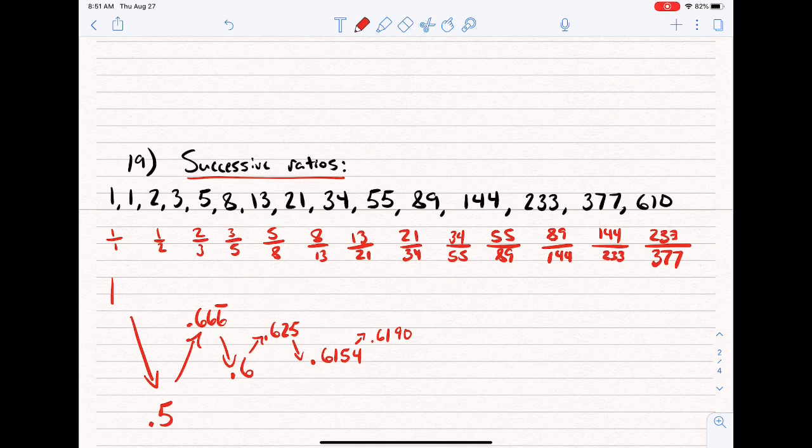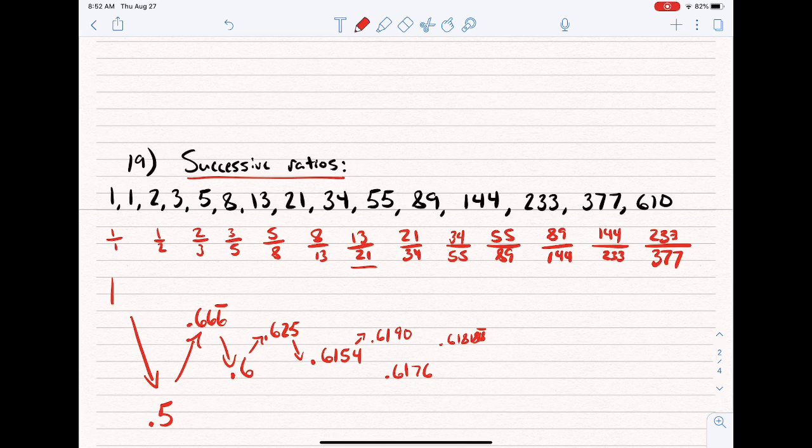Okay, so the last one I did was 13 over 21. I'm going to keep going and say 21 divided by 34. And 21 divided by 34 is going to be 0.6176. And then 34 divided by 55, and I get 0.6181818 forever and ever. Okay?